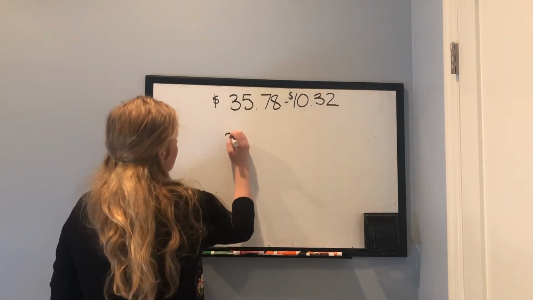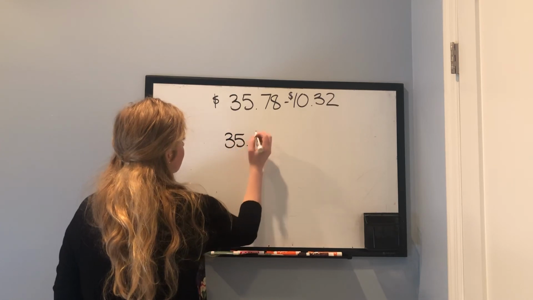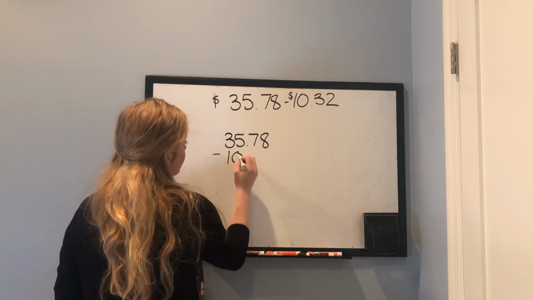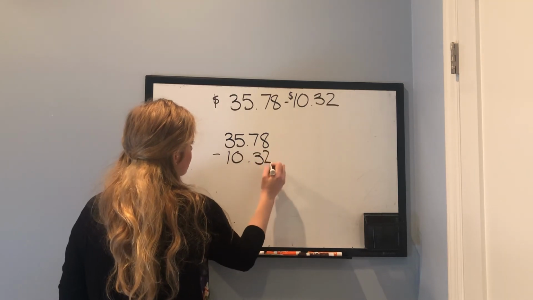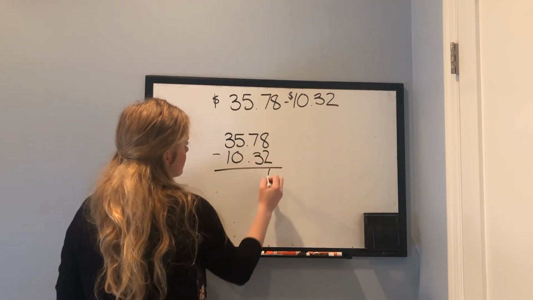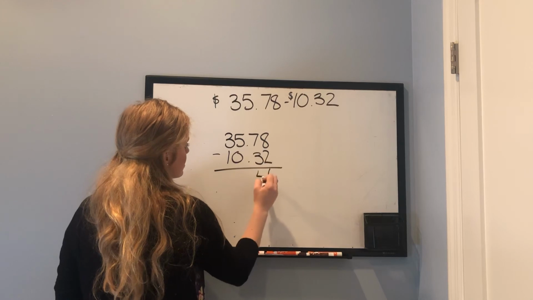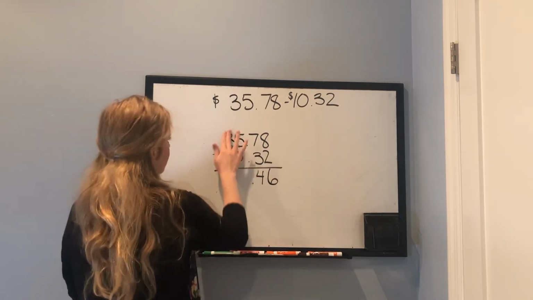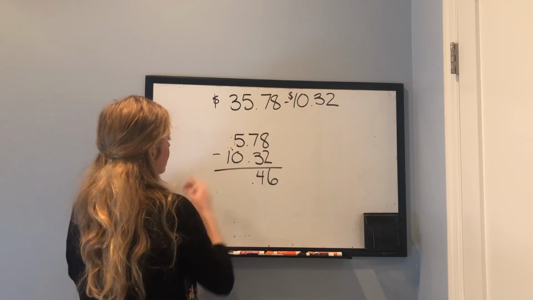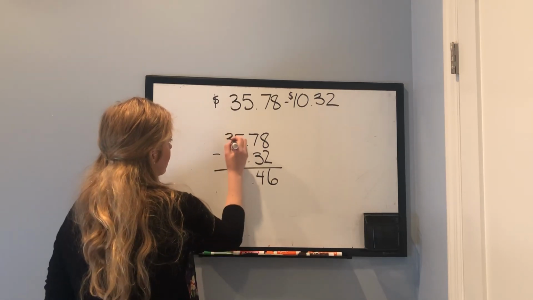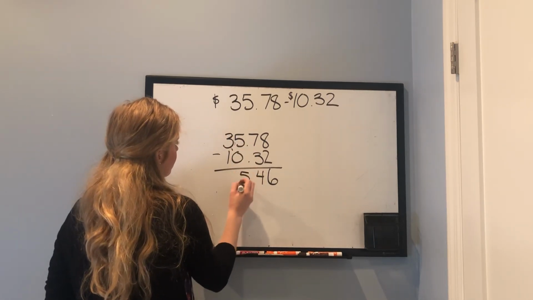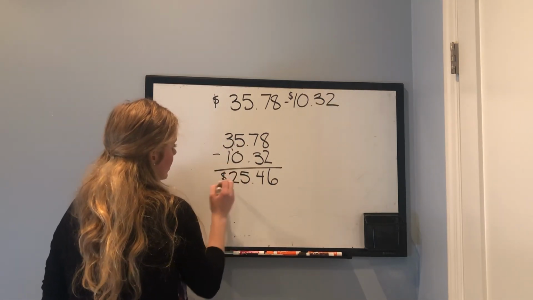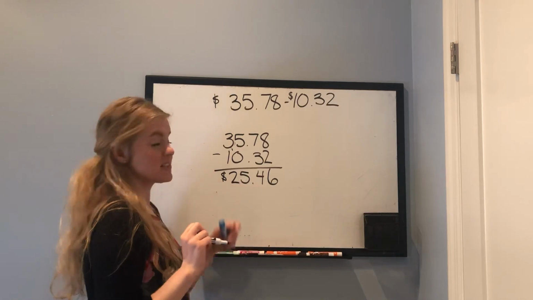So we would do $35.78 minus $10.32. 8 minus 2 is 6. 70 minus 30 is 40. Oops. Bad Mrs. Halverson. We don't need to rename that, do we? 5 minus 0 is 5. And 30 minus 10 is 20. So our answer is 25.46.